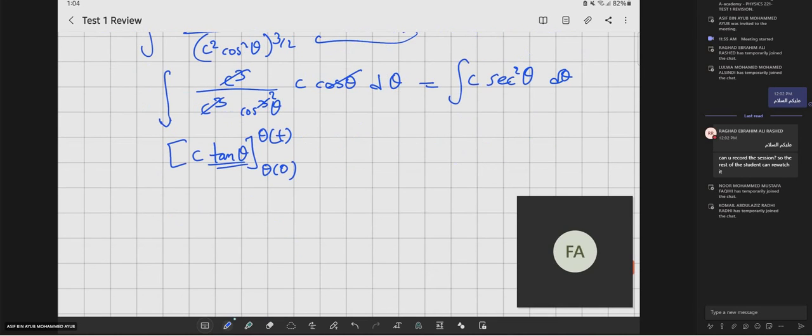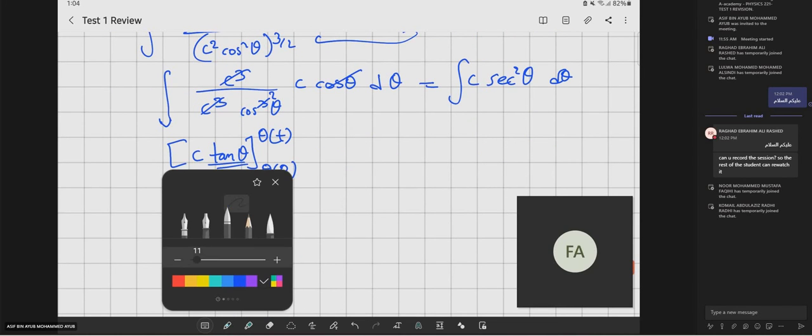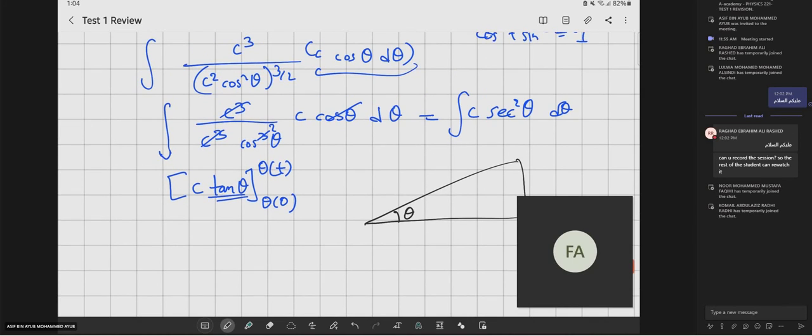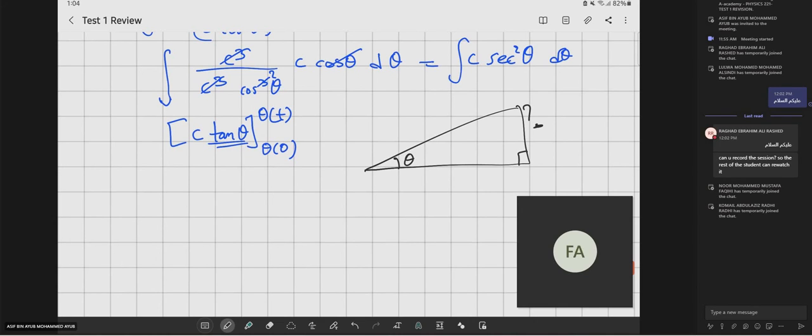So this is simple. I'll just draw a right triangle in here. I have theta in here. What is sine? Sine is the opposite side, this side, by the hypotenuse, right? And from the substitution, we have V equals C sine theta. So sine theta is V over C.